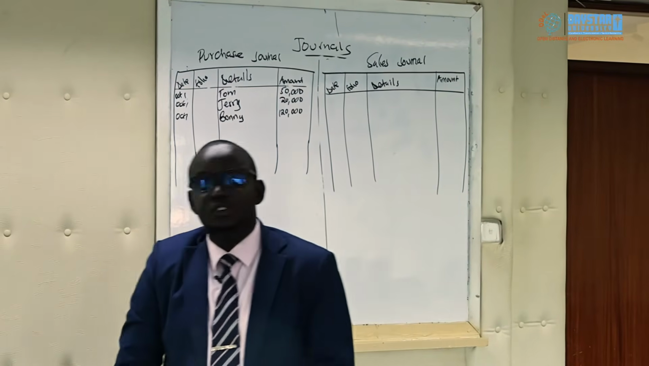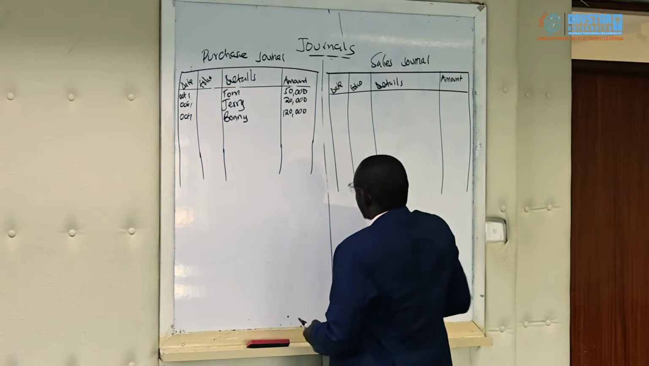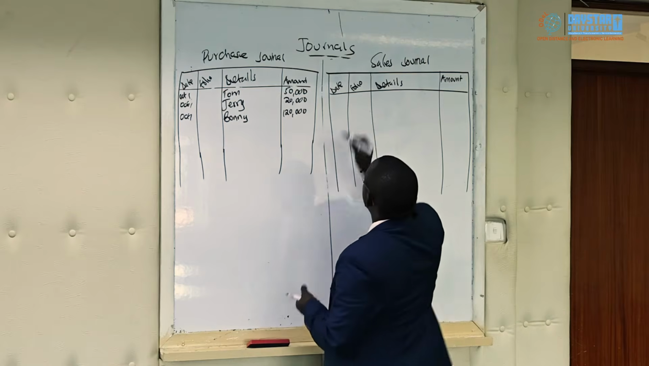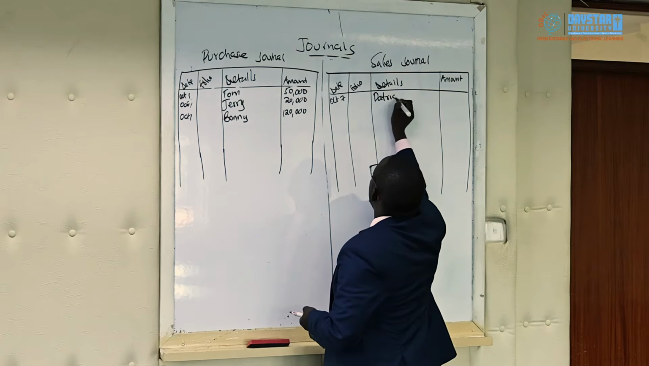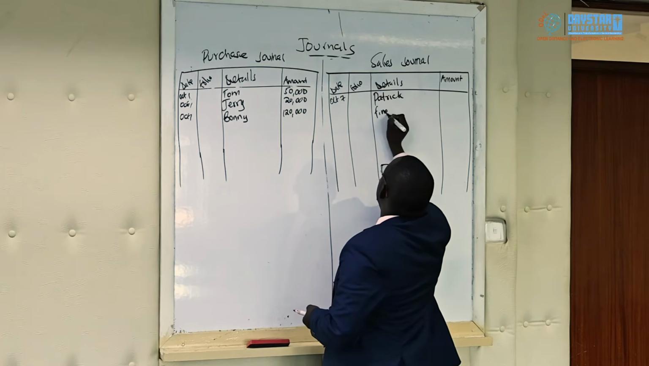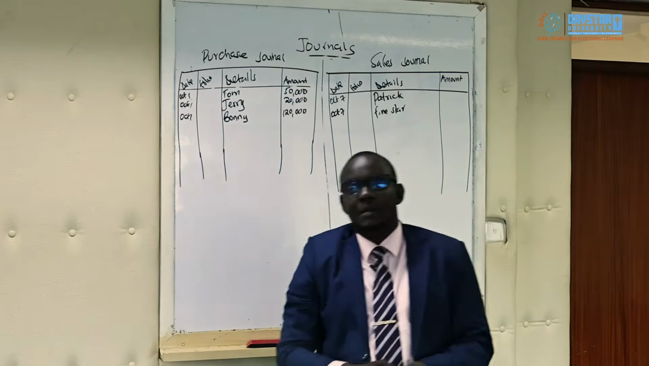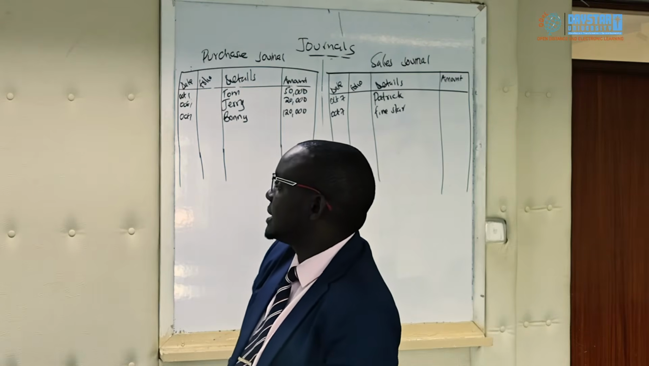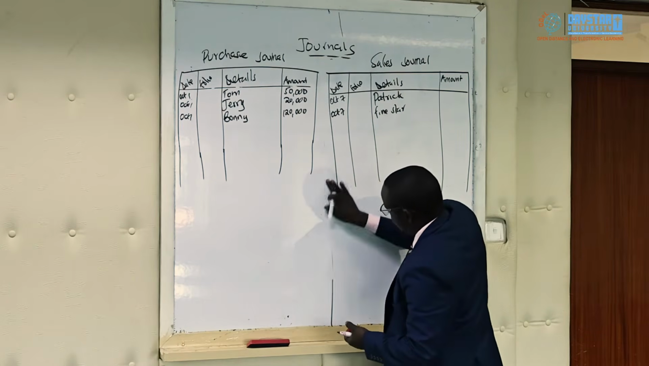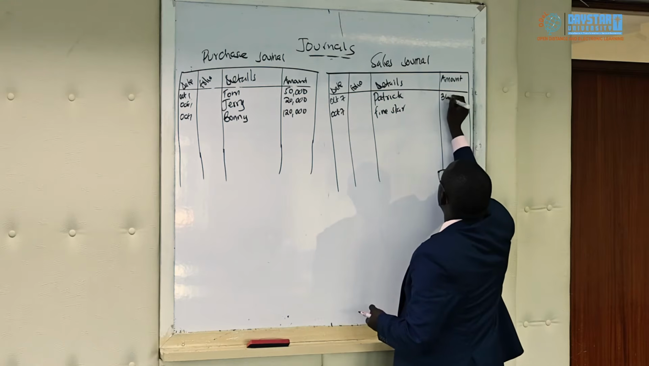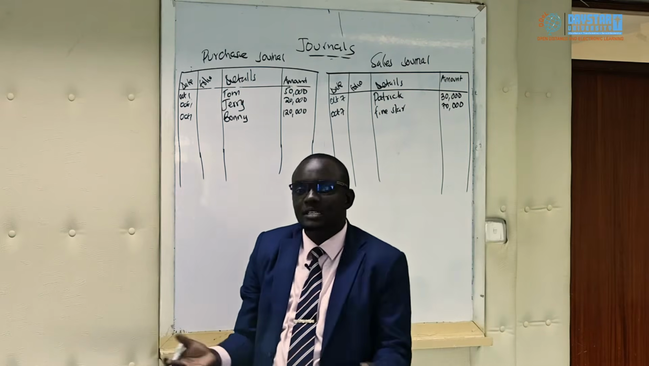The date for this transaction is October 7th. So we will have October 7th. We list Patrick. We list Fine Star. October 7th. Let's look at the amounts. The amounts are 30,000 and 70,000. You just write the amounts again. You can rub this line. 30,000 and 70,000. That's how simple journals are.